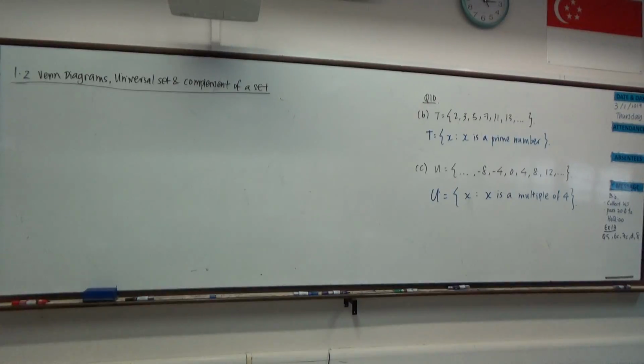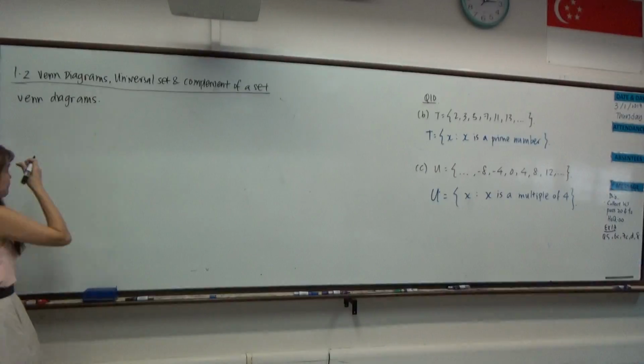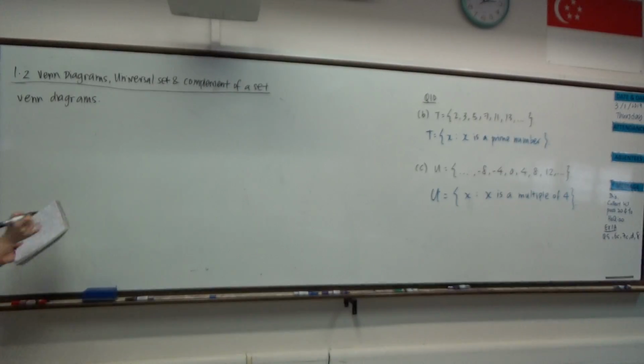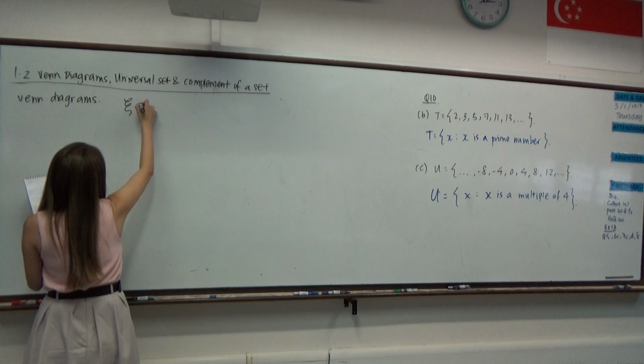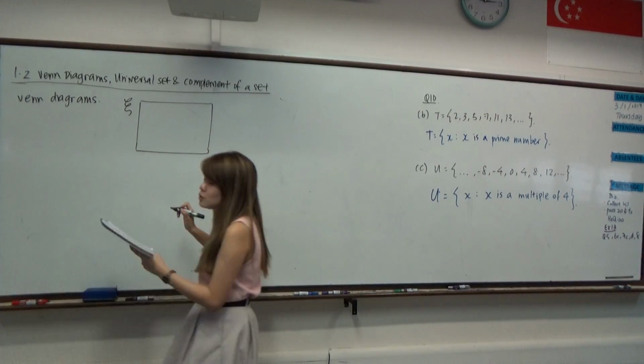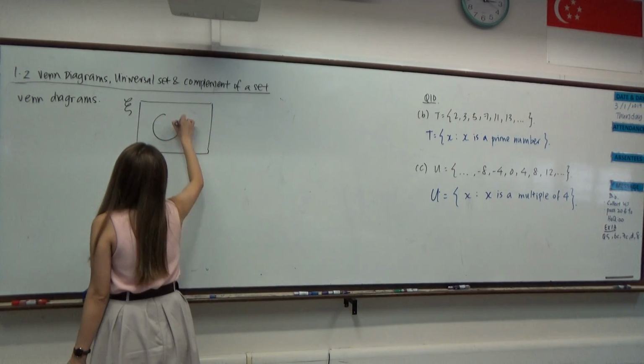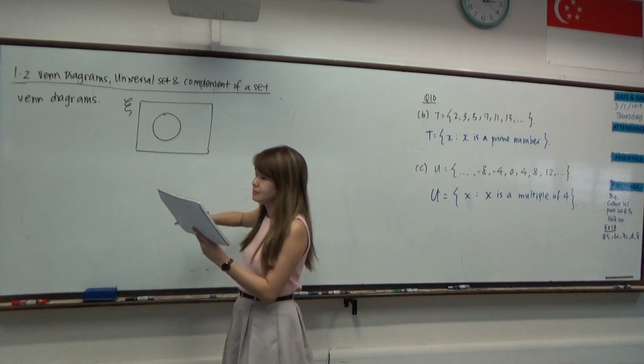Okay, and so I think maybe you would have known how to interpret a Venn diagram, based on all the memes that you have seen. Okay, so a Venn diagram typically, you have to draw a rectangle around whatever circle that you have.